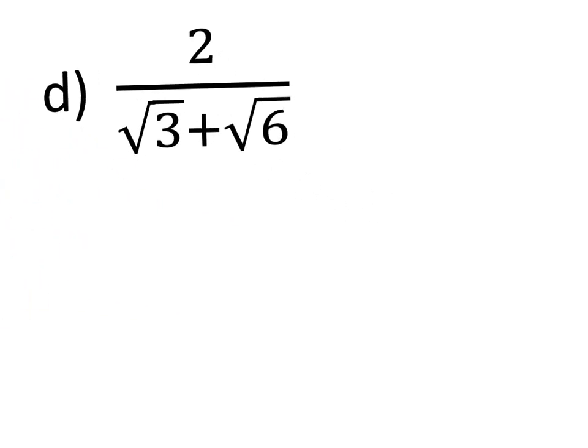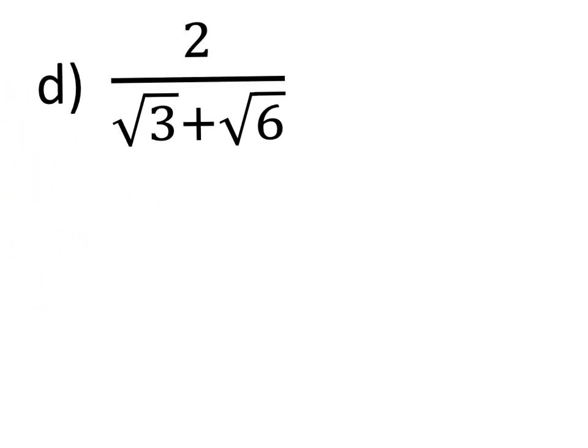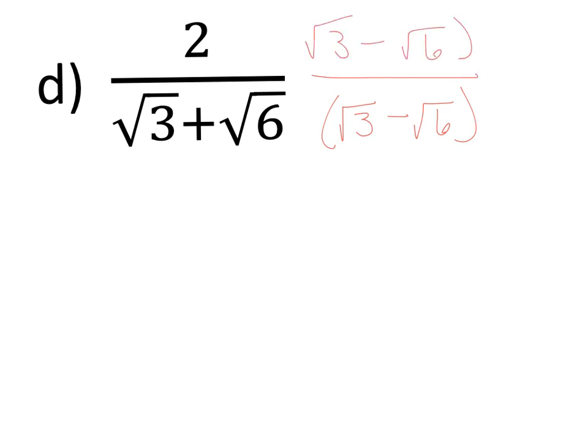Now I want you to do the same thing here. I want you to pause. I want you to try it on your own and then push play once you think you've got an answer. All right, so you should have multiplied by root 3 minus root 6 on top and bottom. Okay, so now when you do that, we're going to start by distributing that 2 through.